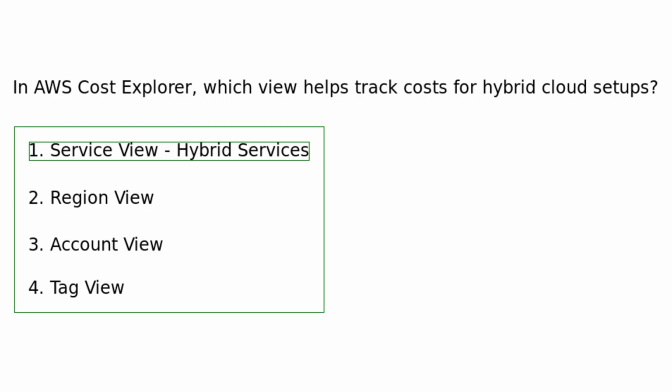Using the service view in AWS Cost Explorer and focusing on hybrid cloud services like Direct Connect, Storage Gateway, and Outposts helps track these specific costs.